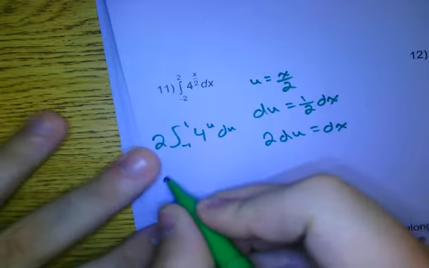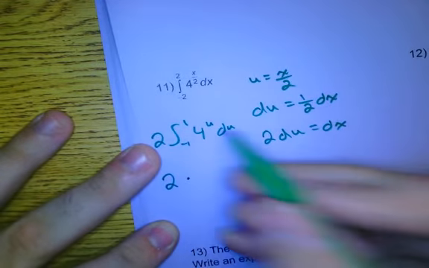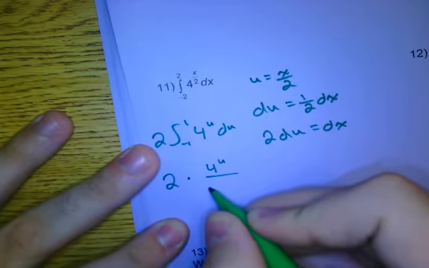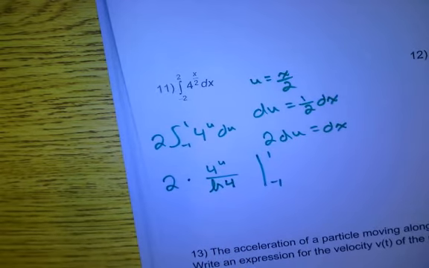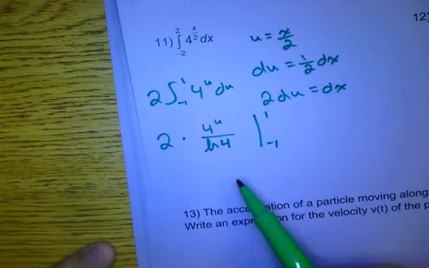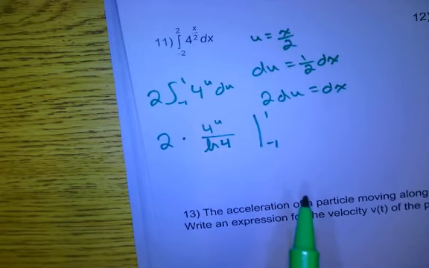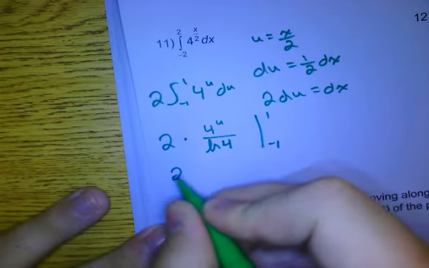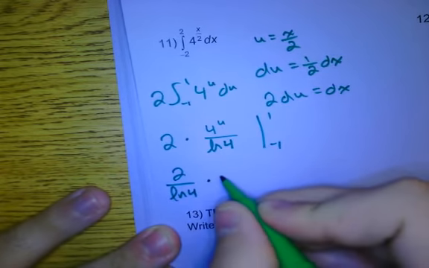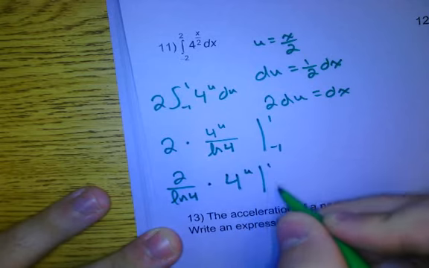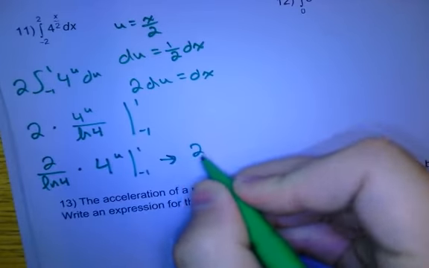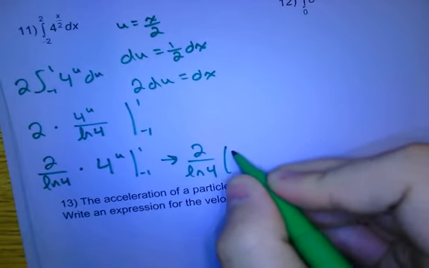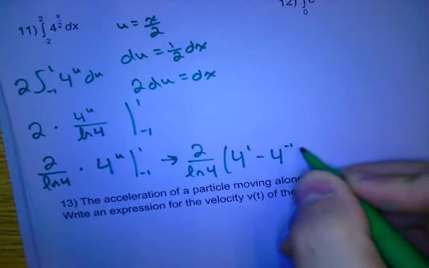So I'm going to get 2 times the antiderivative of 4 to the u, which is? Okay. That's not 4 to the 4. That just happens to be a u. My u's look like 4 sometimes. So I'm going to get 2 over ln of 4 times 4 to the u, just to make this look nicer. So I just have my coefficient out in front. So I'm going to get 4 to the 1 minus 4 to the negative 1.